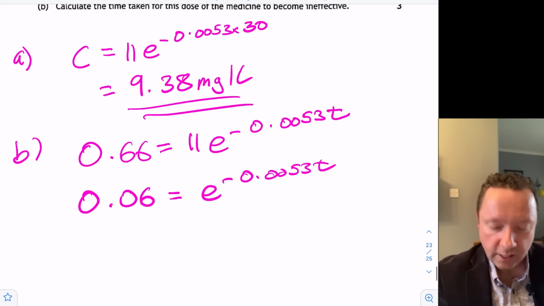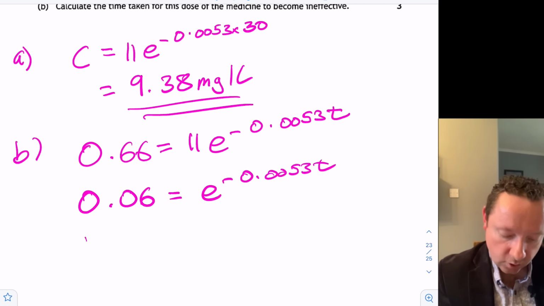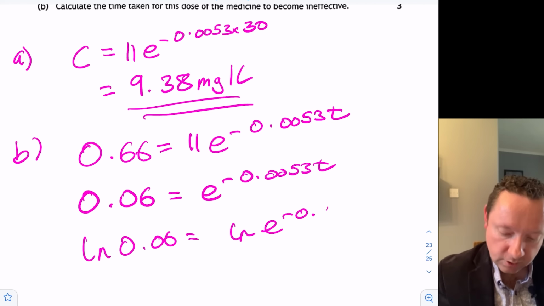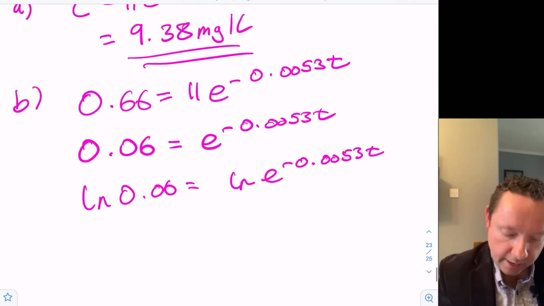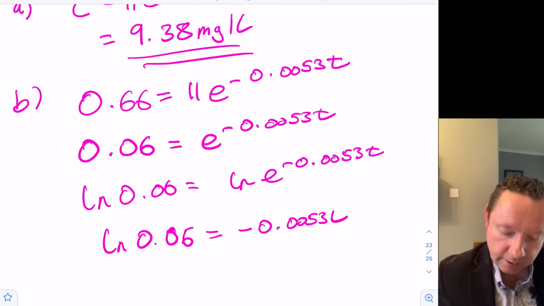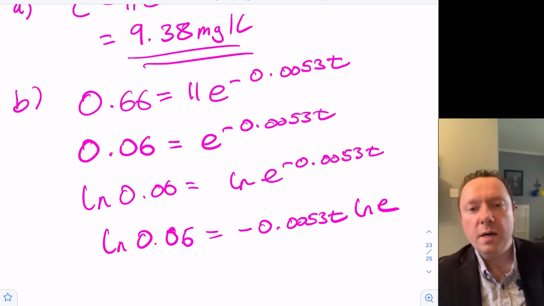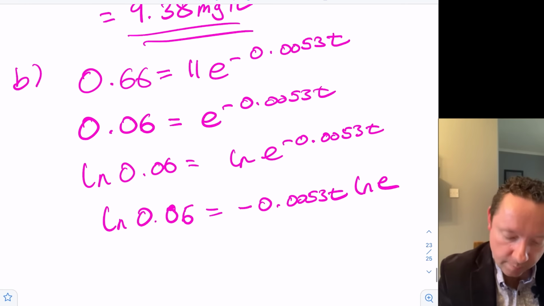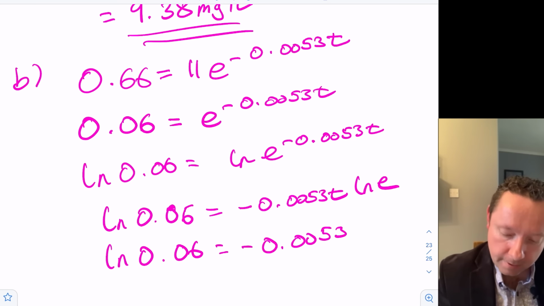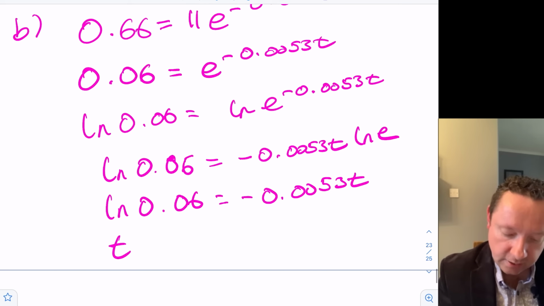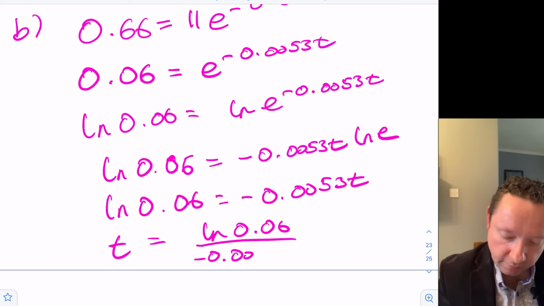Take the natural log of both sides. You can either write it as log e or ln. I'm just going to write ln. ln 0.06 equals ln e to the minus 0.0053 t. So ln 0.06 equals minus 0.0053 t, taking that to the front, ln e. But ln e is 1, or log e is 1. So that means that ln 0.06 equals minus 0.0053 t. And then dividing through by the negative, I get ln 0.06 divided by minus 0.0053.